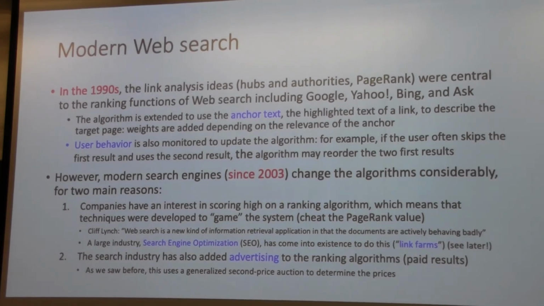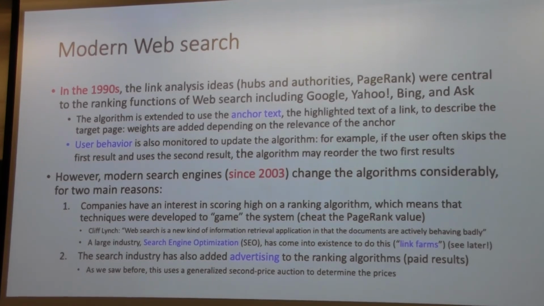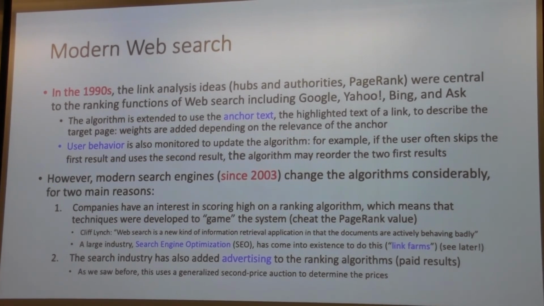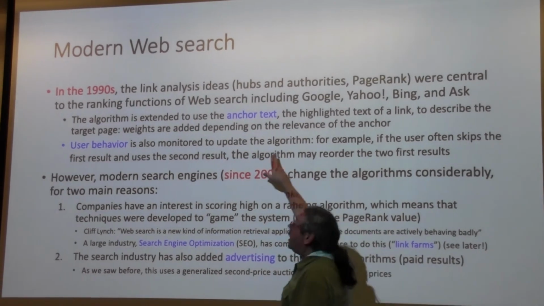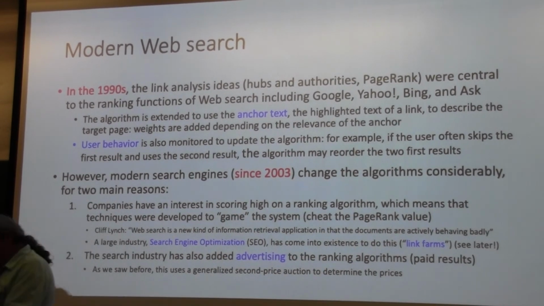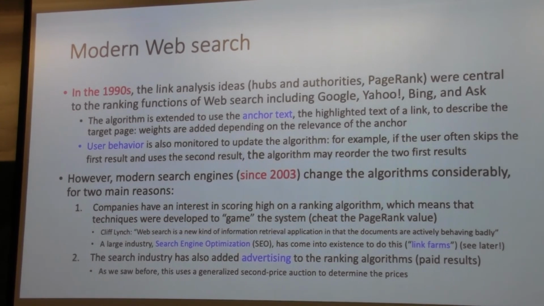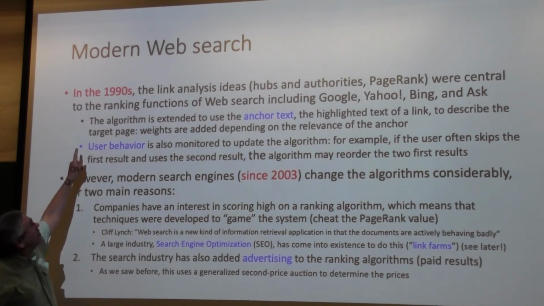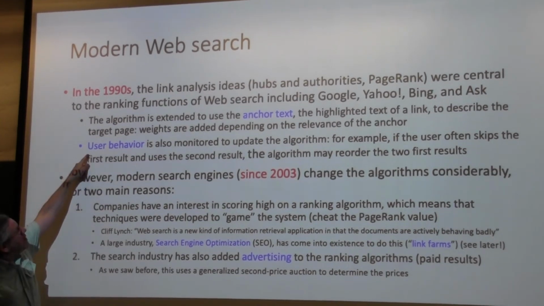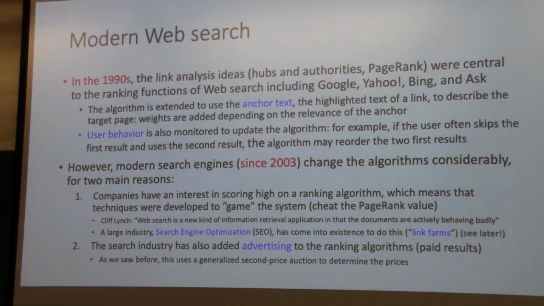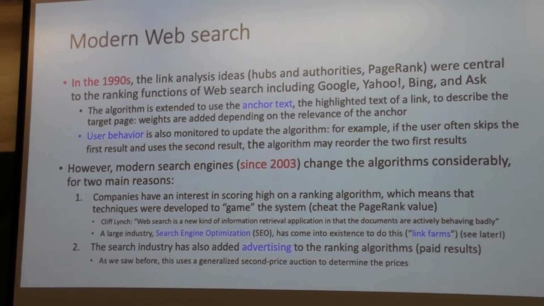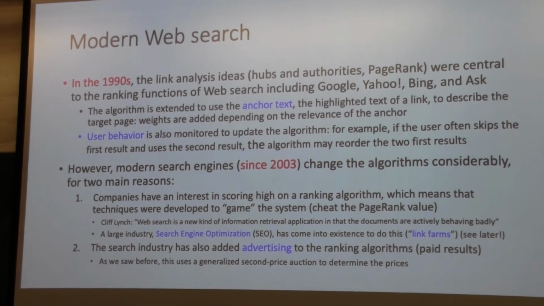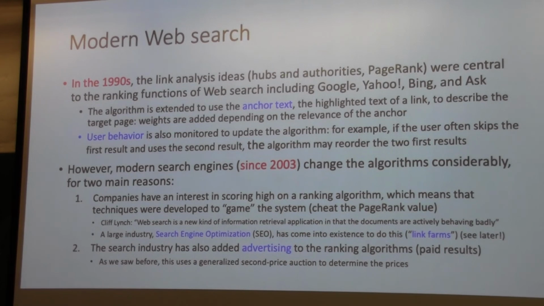Okay. So in the 1990s, this algorithm was central, and it was extended by what's called the anchor text. The text inside the link that you click on is, of course, important. It describes the target page. Also, user behavior is monitored, so you tweak the algorithm. If the user uses the second result all the time, the algorithm is switched. This was the original PageRank.